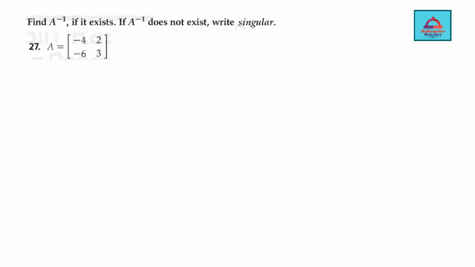Okay, let's now solve question 27. Let's read the question first. Here we have a matrix given. This is a 2 cross 2 matrix. We need to find A inverse, and we also need to check whether the matrix is singular or non-singular. So let me first tell you what a singular and non-singular matrix is. A matrix is said to be singular if its determinant value is 0, and it is said to be non-singular or invertible if the determinant value is not 0.